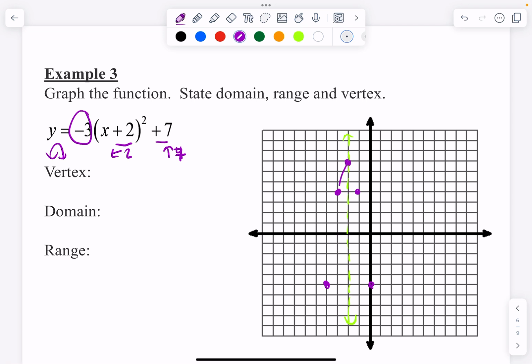And then that's what your graph looks like. Your vertex is -2, 7. Domain, again, always all real numbers. Your range, since you open down, is less than or equal to the y-coordinate of your vertex.